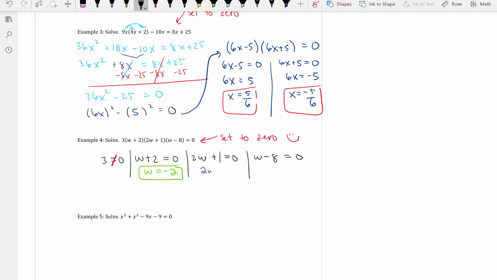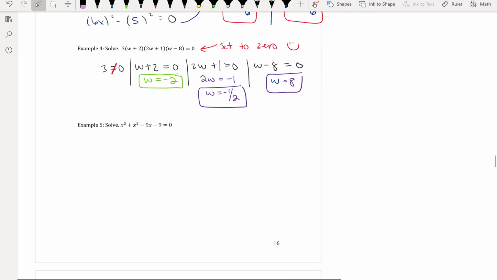Here, I'm going to subtract 1 from both sides. And then if I divide by 2, I have a negative 1/2 that this is equal to. And here I'm going to add 8 to both sides. So then my w is going to equal a positive 8 since I added 8 to both sides. So here I'm actually going to have 3 possible answers. This one was really nice because it was already equal to 0. So there's not much that I needed to do.